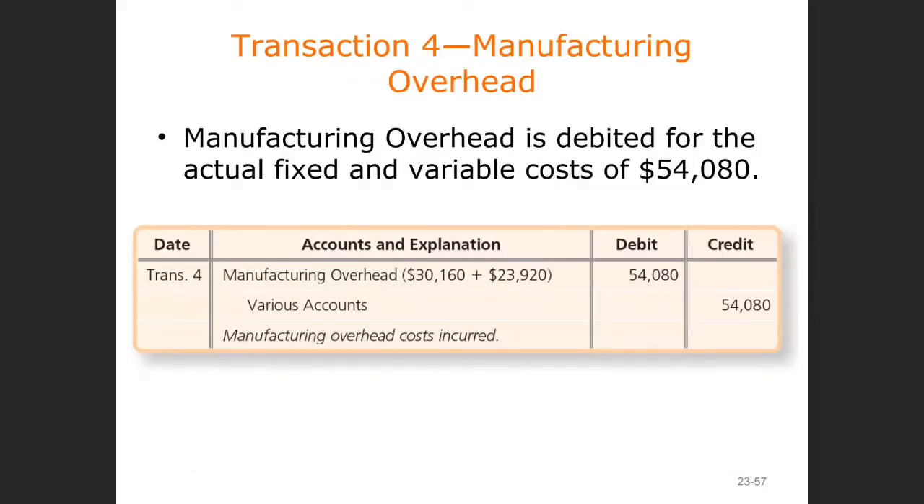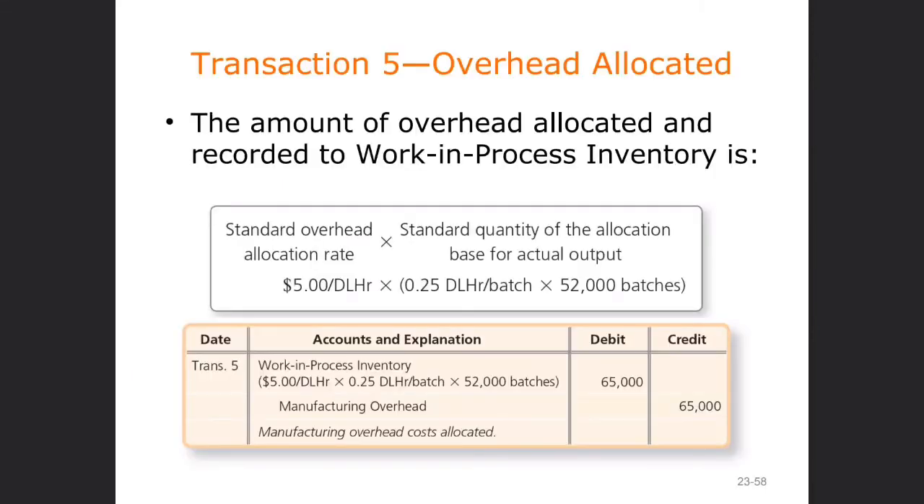Manufacturing overhead is debited for the actual fixed and variable cost of $54,080. We're going to debit our manufacturing overhead and credit various accounts. And that was just a shortened way of putting the credits for the variable. The amount of overhead allocated is recorded to work in process inventory. So we're debiting our work in process inventory account and we're crediting our manufacturing overhead account for manufacturing overhead costs allocated.